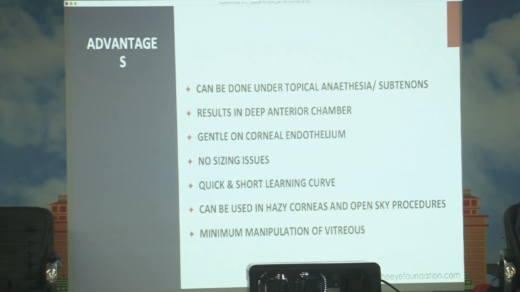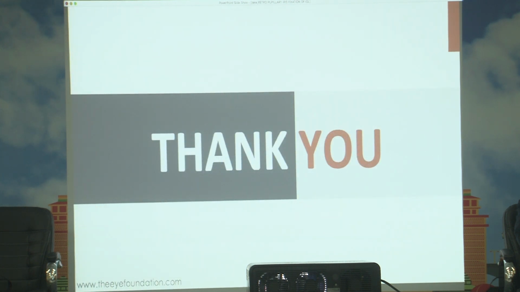So essentially, all these small tricks are hardly ever necessary once you've got the knack of doing the procedure. It can be done under topical anesthesia or, rarely, a subtenon block. And definitely you get a deep anterior chamber, you are quite gentle with the endothelium, there are no sizing issues, a very short learning curve, and only minimal manipulation of the vitreous is needed. Thank you very much.